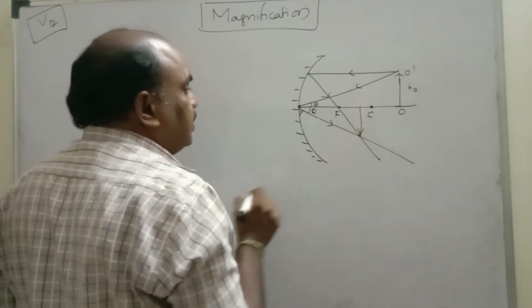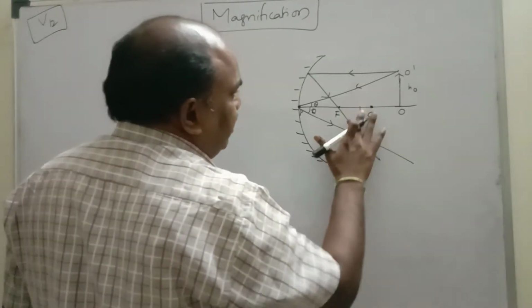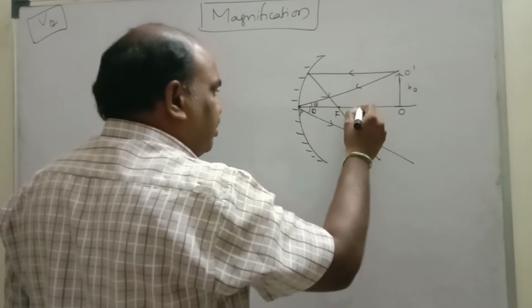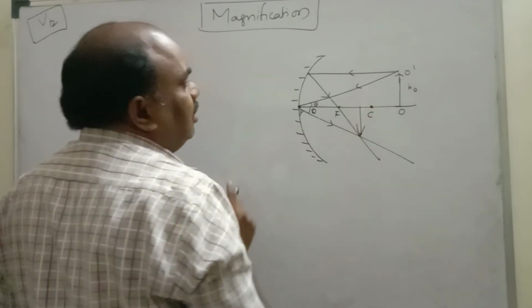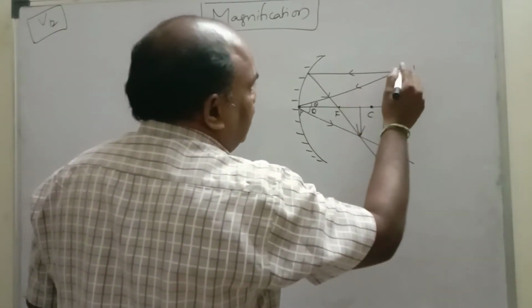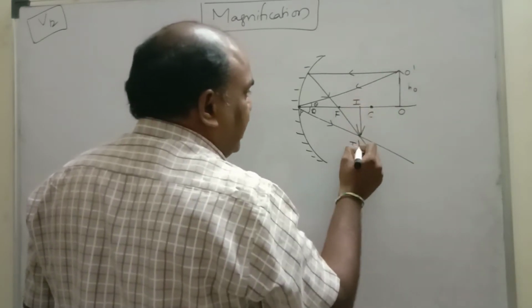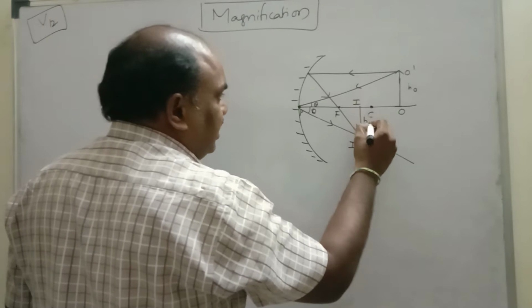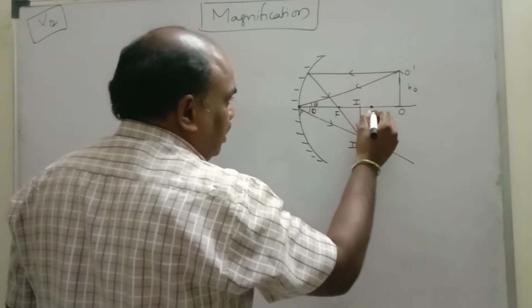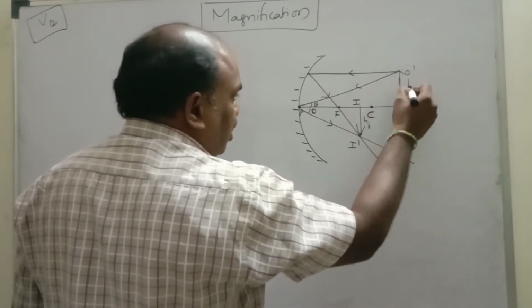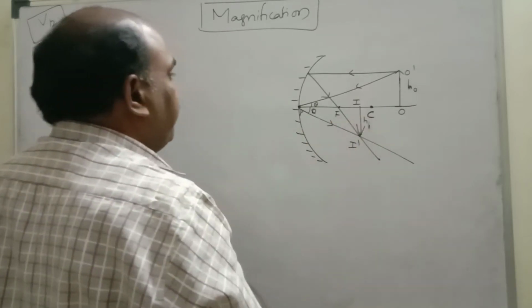Where these reflected rays intersect, at that point the image forms. This is the image. Generally the image will be diminished. If the object is beyond C, the image will be diminished. This height is somewhat smaller, this height is I dash. I is the image, I dash is the height of the image, let it be hi. Height of the object is h naught, height of the image is hi.